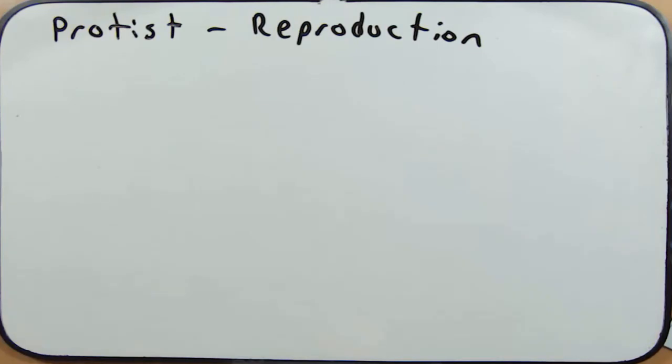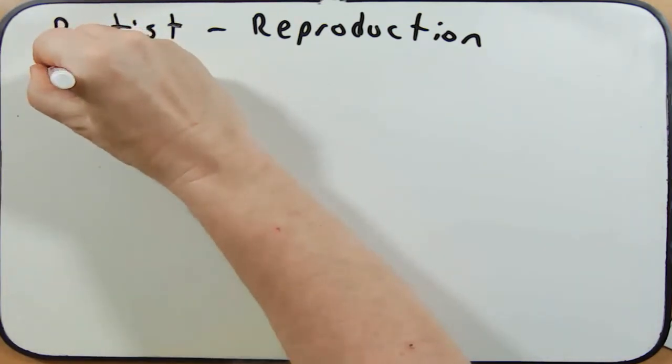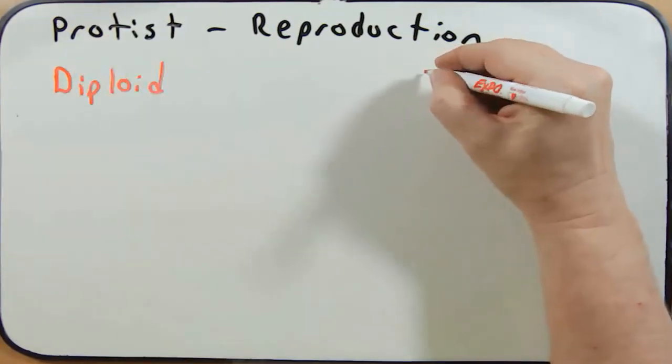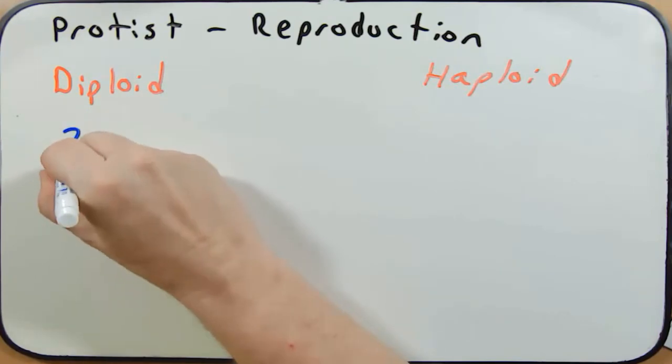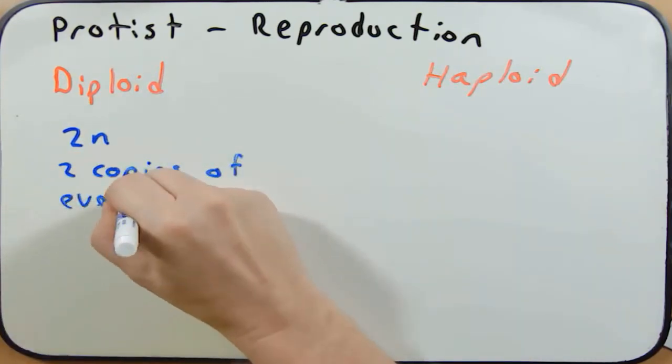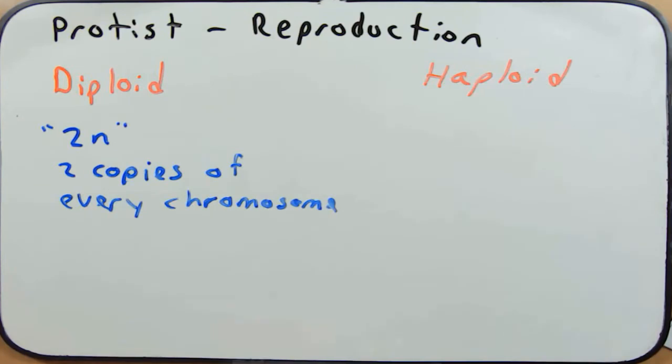Okay, let's now move on to our final adaptation that we're going to talk about with the protists, and that is reproduction. Okay, as we get started here, let's review a couple terms that'll help us as we move through this discussion. And the first terms I want to talk about are diploid versus haploid cells. Diploid cells we often refer to as 2N, meaning there are 2 copies of every chromosome. So for instance, in humans, all of our cells, except our sex cells, are diploid. All of our cells, except for those sex cells, have 2 copies of every one of our chromosomes.